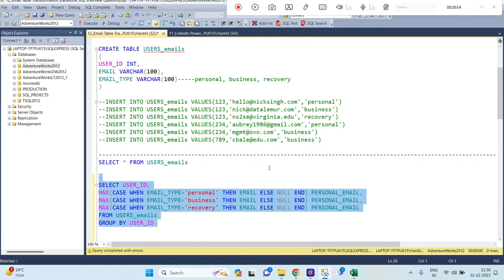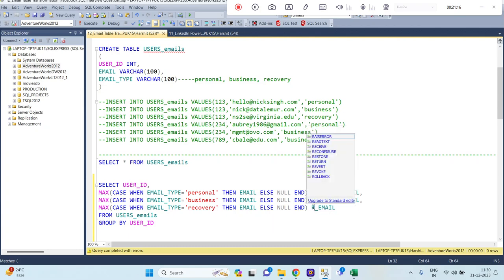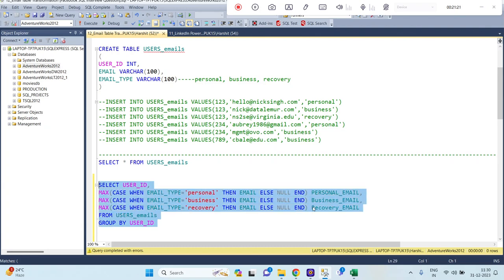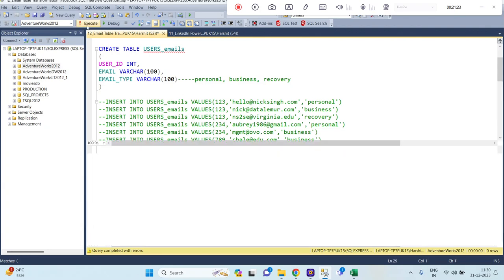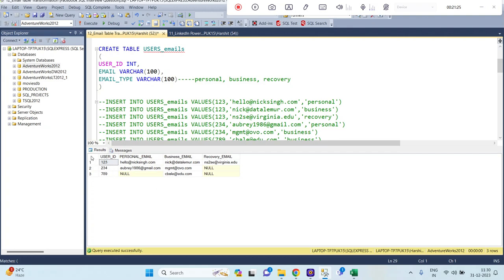Perfect, right? Now let me add at the end of the line. I think personal email is there in every line. Okay. Personal email. Here we can say business email, right? Yes, sir. And then over here we can say recovery email. Now if I execute this one, we'll be getting the perfect result.